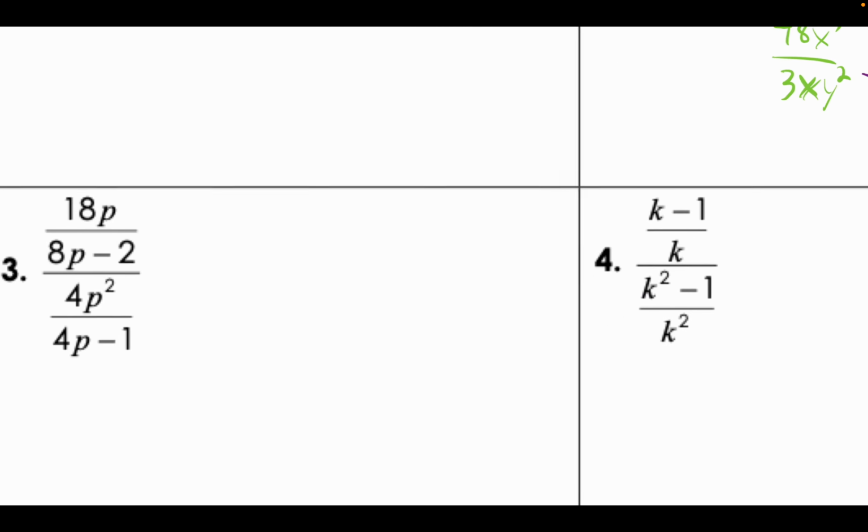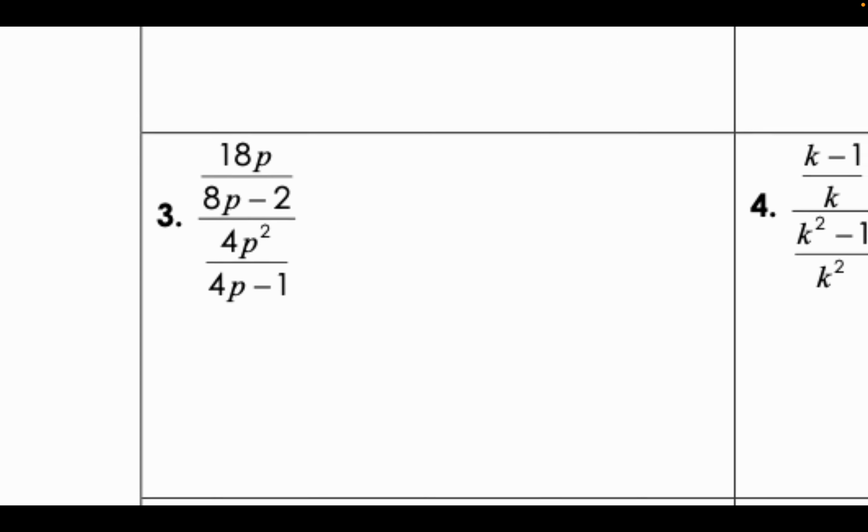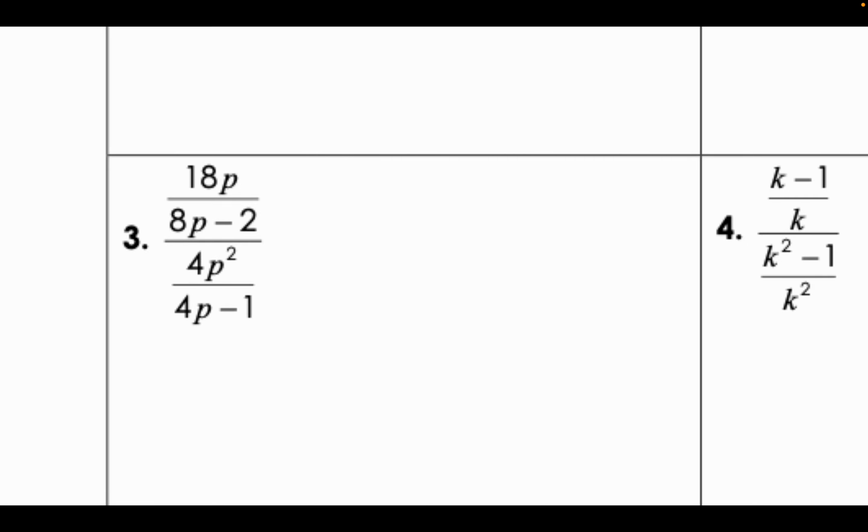Number 3 here. So now we're going to multiply by the reciprocal, just like we did to start. So the 18p over 8p minus 2 times 4p minus 1 over 4p squared.